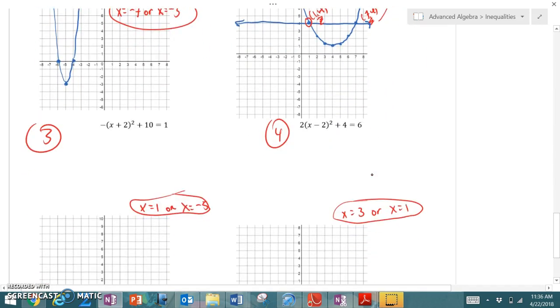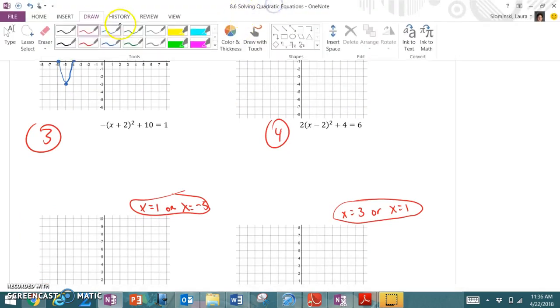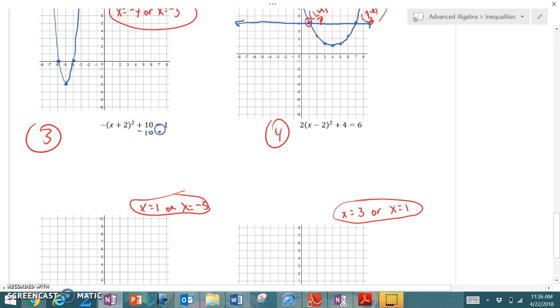Alright, number 3, let's look at the work for that one. I would subtract 10 first. I get negative x plus 2 squared equals negative 9. Divide by negative 1 to get rid of that negative. I get x plus 2 squared equals positive 9. So the fact that that switched from negative to positive was important because now I can solve it. Square root both sides. I get x plus 2 could have been positive or negative 3.